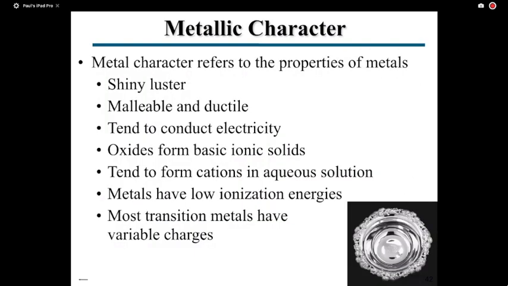We'll come back and use electronegativity as a justification for a lot of things. Metallic character. Okay, what in the world is a metallic character? It behaves like a metal. You know what a metal is, right? It's shiny. If I hit a piece of metal, does it shatter?